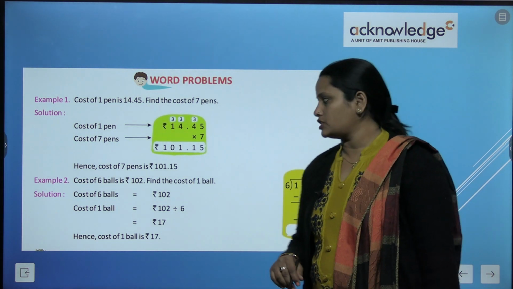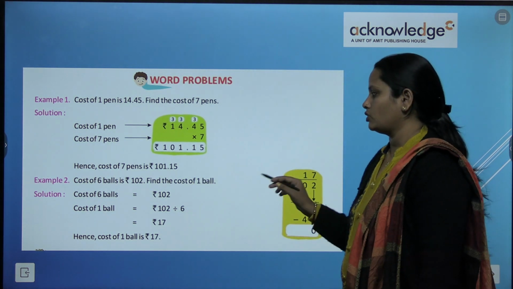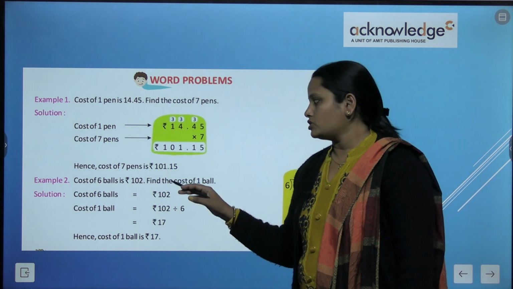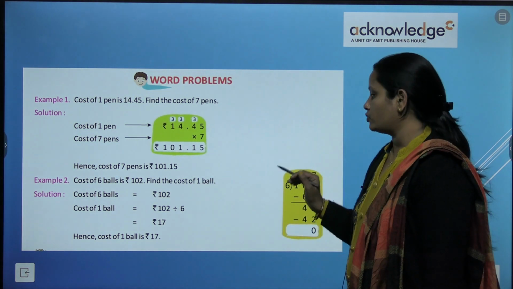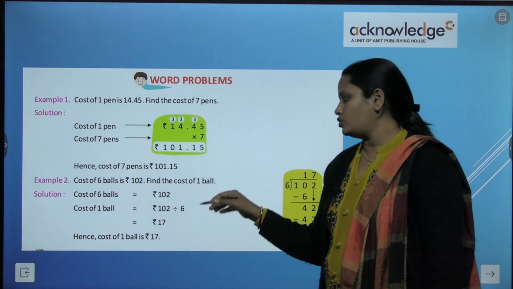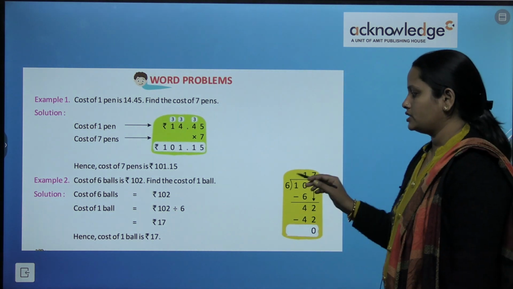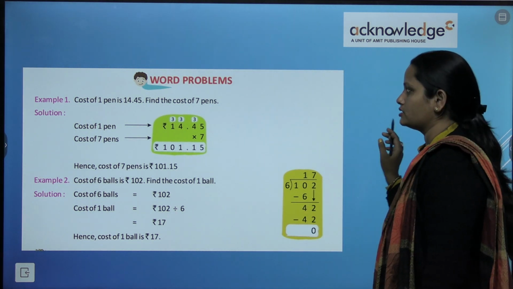Now cost of 6 balls is 102 rupees. Find the cost of 1 ball. When the cost of more balls is given and we find for 1, we always divide. So we will divide 102 by 6, we will get 17 rupees as the answer.